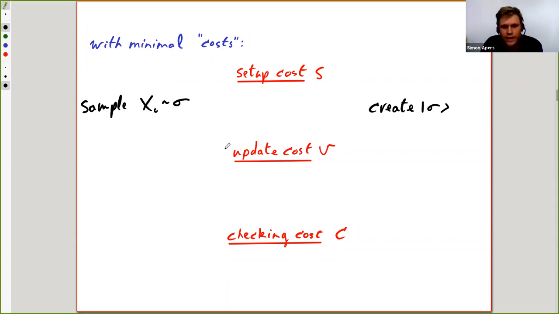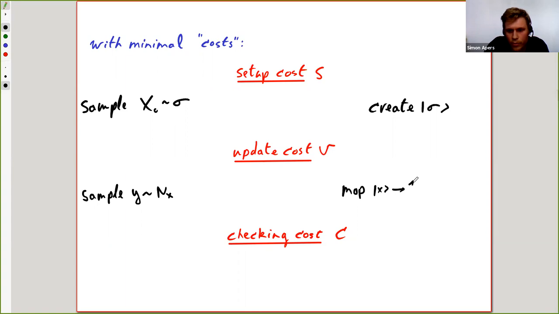Then we have this update cost, which is basically the cost of implementing a random walk or quantum walk, right? So in the classical random walk case, this corresponds to sampling: if we're at some node X, we want to sample a node Y uniformly at random from the neighborhood of node X. In the quantum case, we want to implement the map from the state X to a superposition, where D is the degree, the number of neighbors, in the superposition over all the neighbors of X, right? So I'm going to be a bit loose in exactly defining these things. We also need to be able to implement the reverse of this map and so on, but I'm going to allow myself to not go into too many details there.